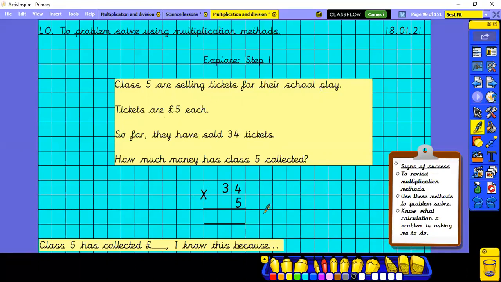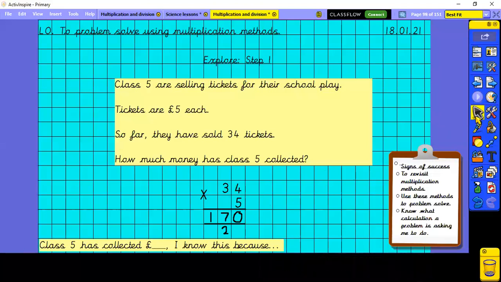So using column method, we're going to start in our ones column and multiply 5 by 4, which is 20. So remember the second digit goes here, which is 0, and then our 2 goes underneath here. Okay, and next we're going to multiply 5 by 3, which is 15, and if we add our 2, that becomes 17. So here we have 170 as our product. So Class 5 has collected £170. I know this because I multiplied 34 by 5. So well done if you thought that was how we calculate the answer.